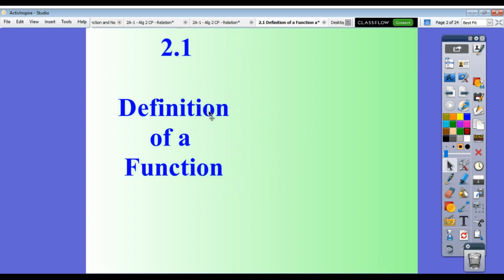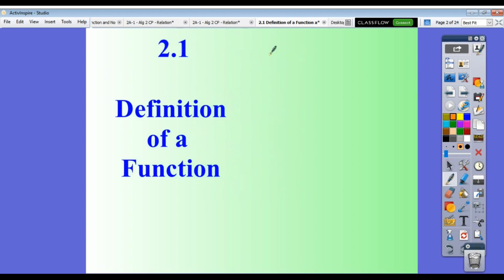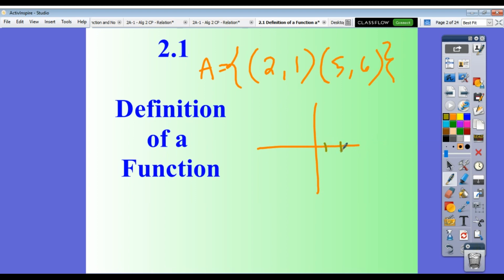Before we go there, if you're given an ordered pair of, let's say, 2 and 1, and 5 and 6, this is a set of ordered pairs. When you graph this, 2, 1 is the first point, and 5, 6 is the second. Those are points. When you put them together, that's a set of ordered pairs, and that's called a relation. A function is a special type of relation, and that's what we're going to learn.